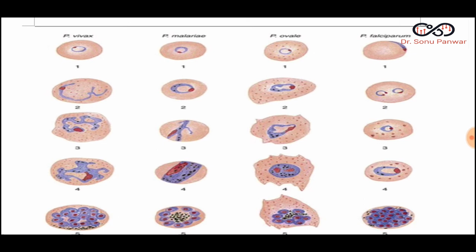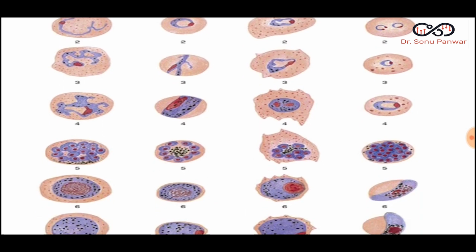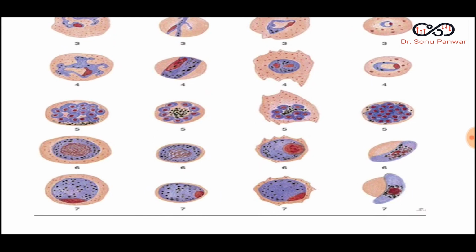The third one is the early trophozoite with Maurer's dot. As you can see, in falciparum we have Maurer's dot. The fourth one is the late trophozoite with the larger ring and Maurer's dot along with that. The fifth one is the mature schizont with merozoites, which is the most important. The sixth one is a microgametocyte with dispersed chromatin. As you can see the shape of these, it is a banana-shaped gametocyte. And the seventh one is a macrogametocyte with compact chromatin.